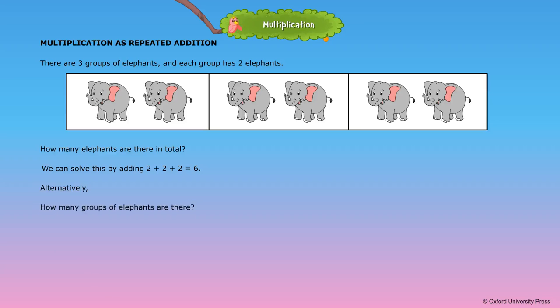Alternatively, how many groups of elephants are there? 3. How many elephants are there in each group? 2. 3 into 2 is equal to 6. There are 6 elephants in all.